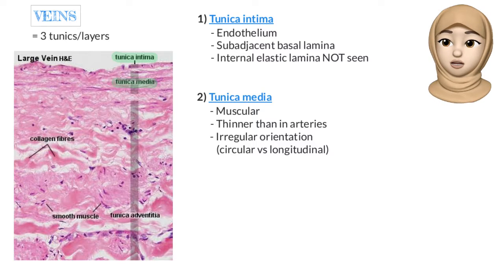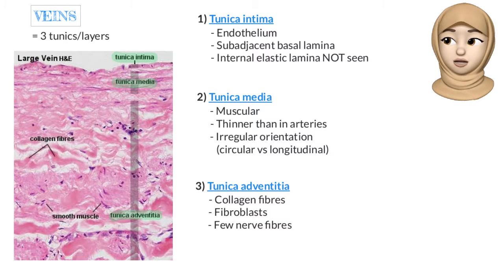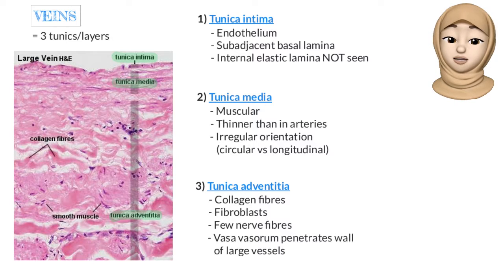A longitudinal orientation is observed in the superior and inferior vena cava and other veins as well. The tunica adventitia consists of collagen fibers and fibroblasts, with few nerve fibers. In large veins, the vasa vasorum penetrates the wall.